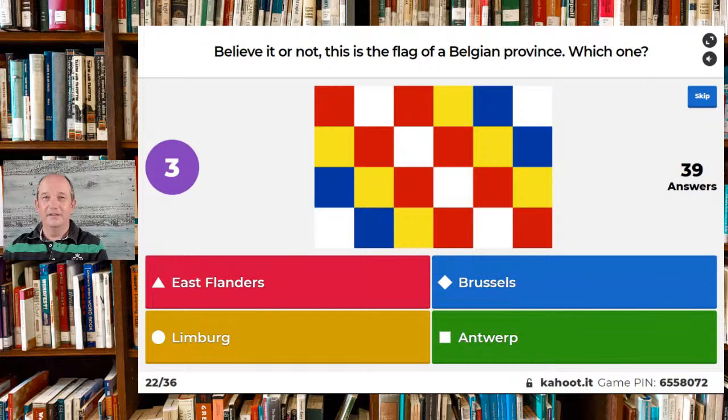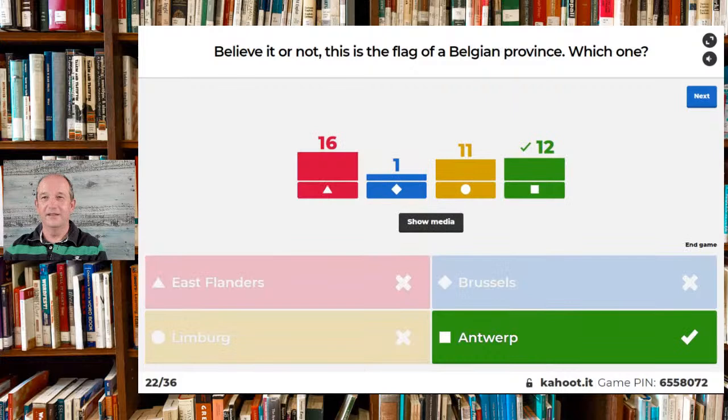Belgian province, but which one? It is indeed Antwerp. Not great. So that's 12 of you getting that one right. Well done. That's a good game.